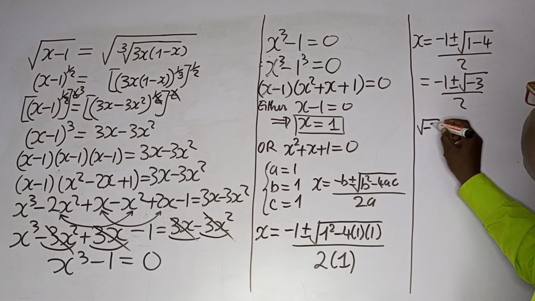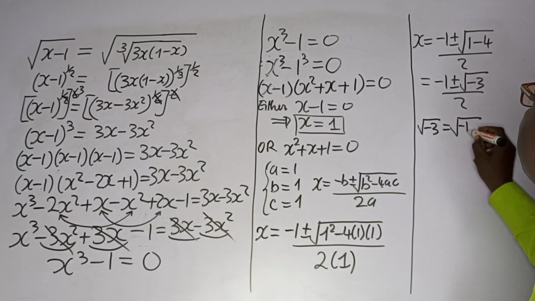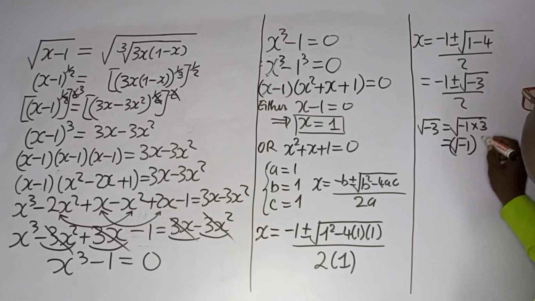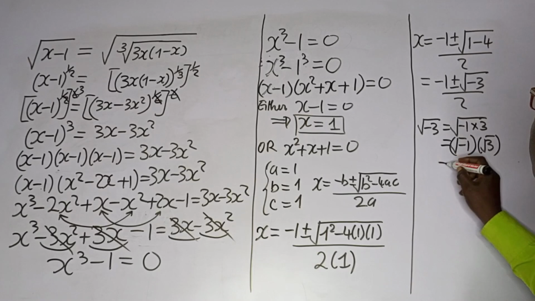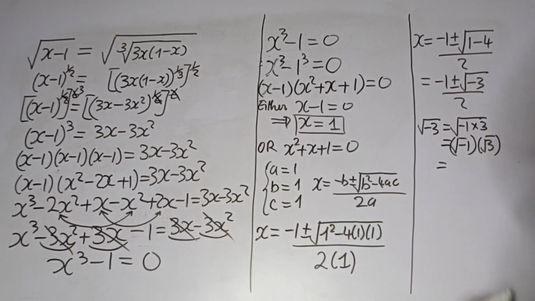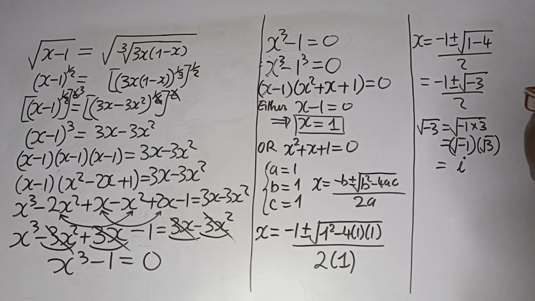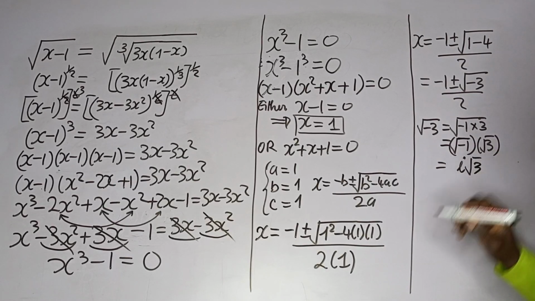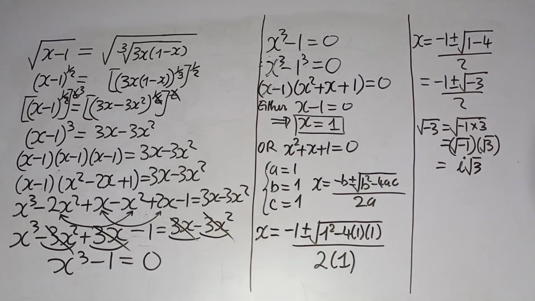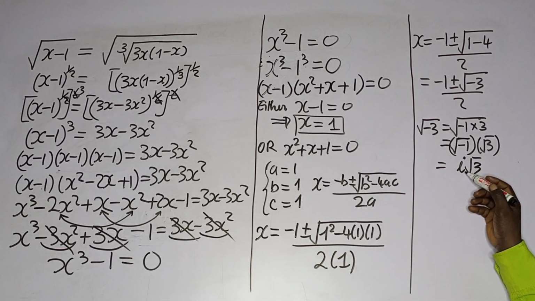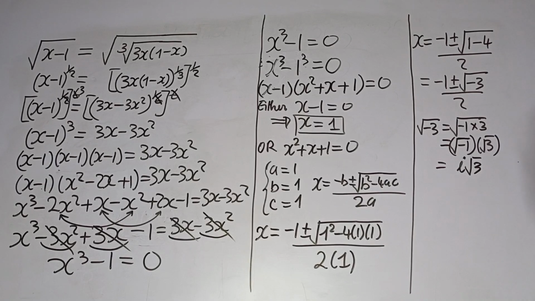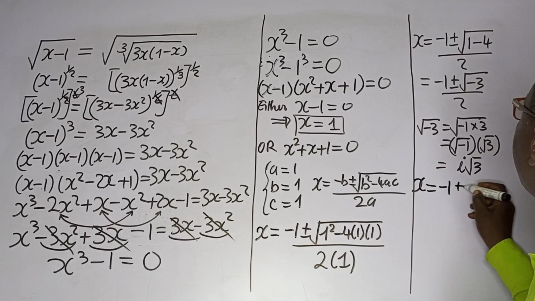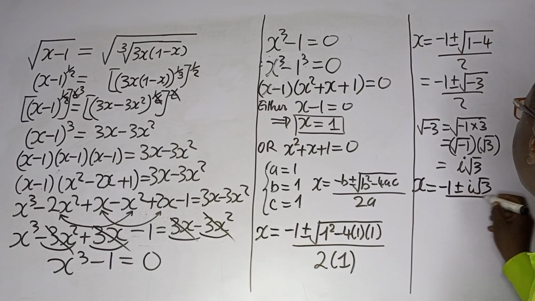Now, what is the root of negative 3? The root of negative 3 can be written as the root of negative 1 multiplied by 3, which is the root of negative 1 multiplied by the root of 3. The root of negative 1, we all know, is an imaginary number represented as i. So we just take that imaginary number and multiply it by root 3. So the root of negative 3 is plus or minus i root 3. Let's put this in. So we're saying x is now equal to negative 1 plus or minus i root 3, all over 2.